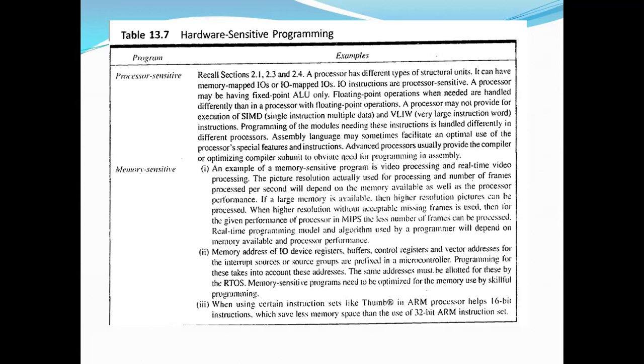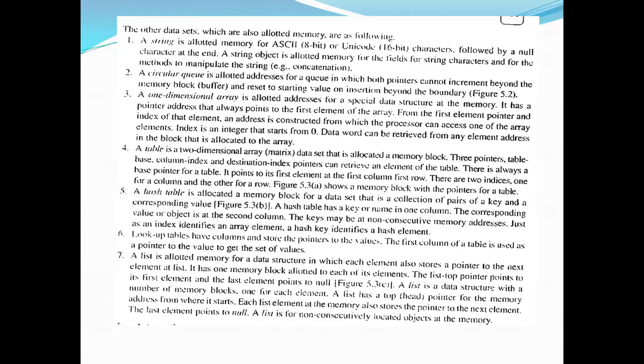The picture resolution actually used for the processing and the number of frames per second matter. If a large memory is available, high resolution pictures can be processed. The memory addresses of the IO device registers, buffers, control registers, vector addresses, interrupt sources and interrupt service routines are called memory sensitive programming devices. The next one is the other data sets used for memory: a string, a circular queue, a one-dimensional array, a table and hash table, lookup points and a list.